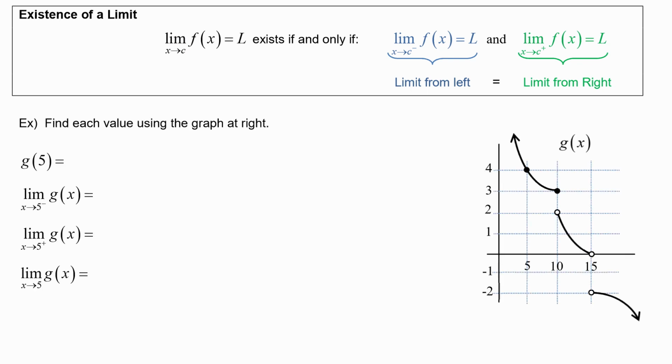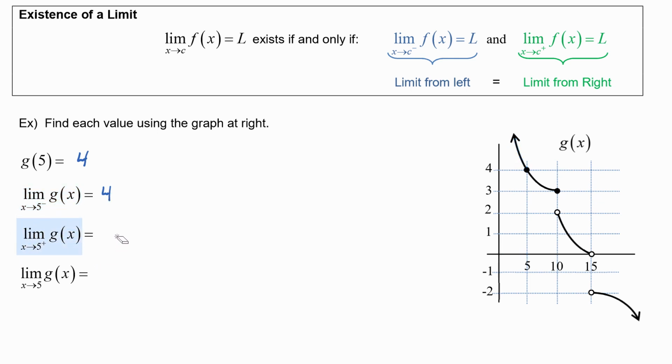In this example, find each value using the graph at the right. Here we are given g of x. First up, we have to find g of 5. So looking at the graph, we go to x equals 5, go up to the function, and we see that that equals 4. Now we have to find the limit as x approaches 5 from the left of g of x. So as x comes into 5 from the left, we see that the y value is approaching 4.